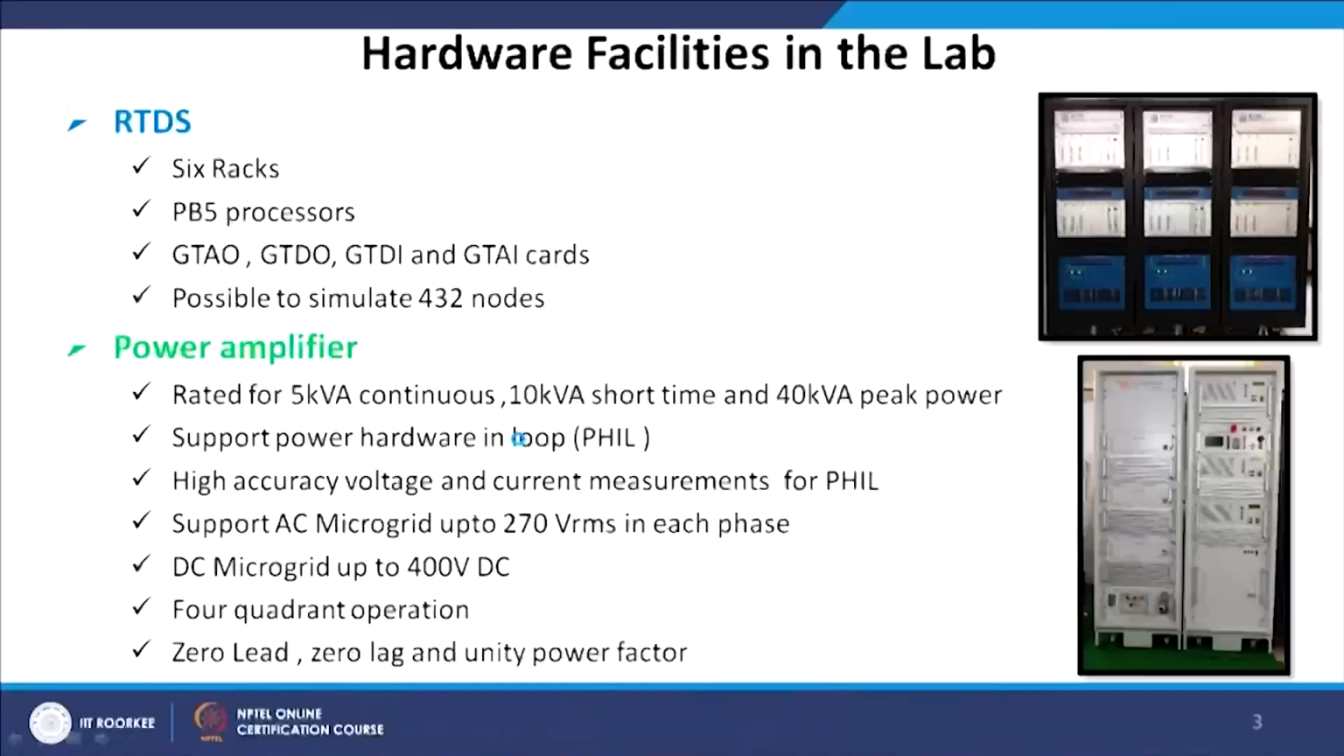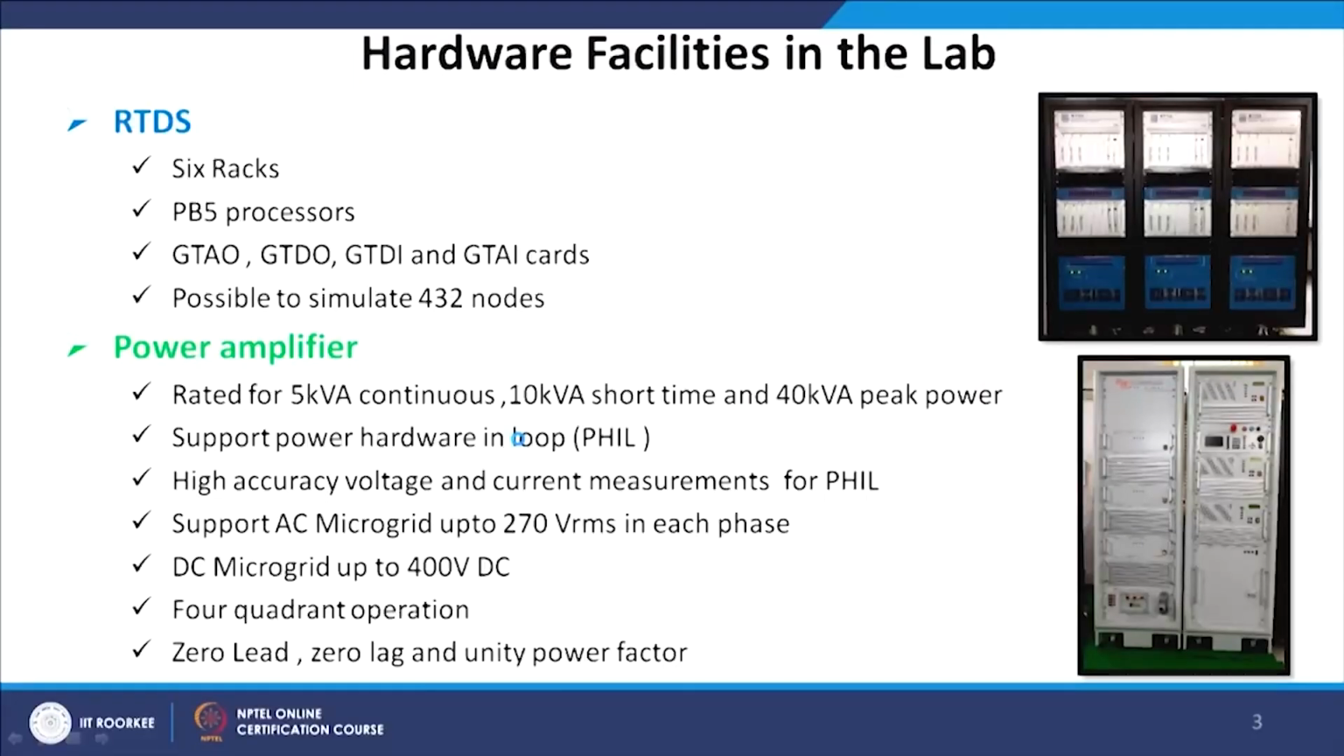Then we have the second important device in our laboratory, which is the power amplifier, rated 5 kVA continuous. The capacity of the amplifier can be increased to 10 kVA for a short time, and it can go as high as 40 kVA for a short duration of peak hours. This amplifier supports power hardware in loop experimentation, that is PHIL, and has high accuracy voltage and current measurement for power hardware in loop simulation.